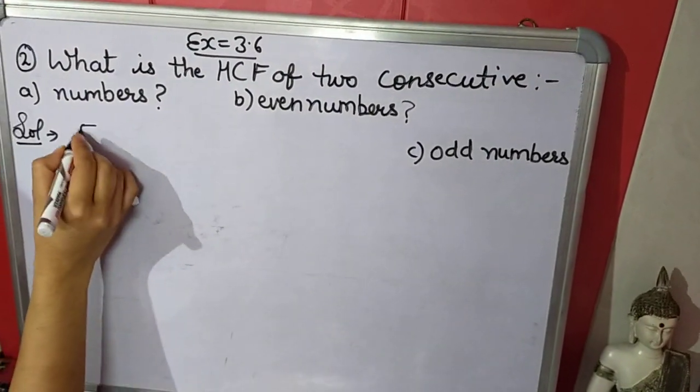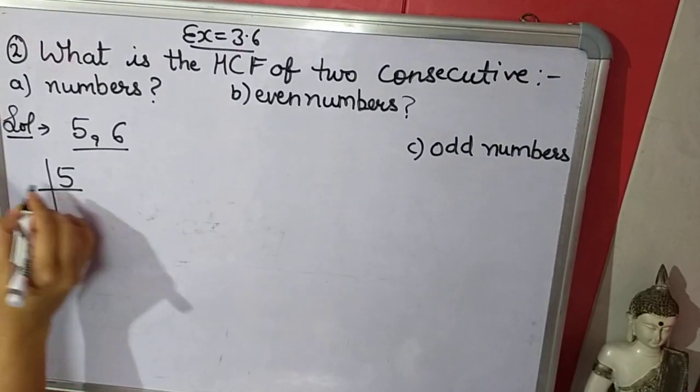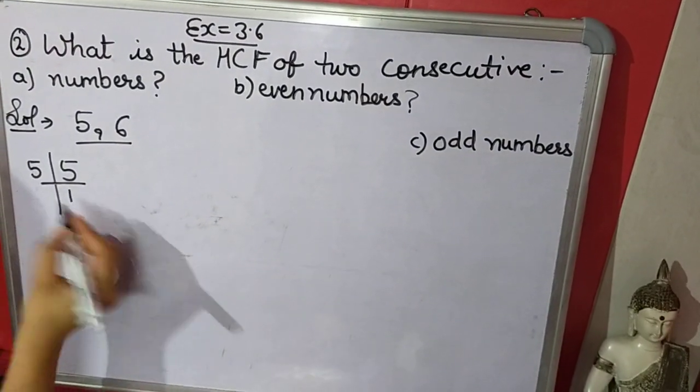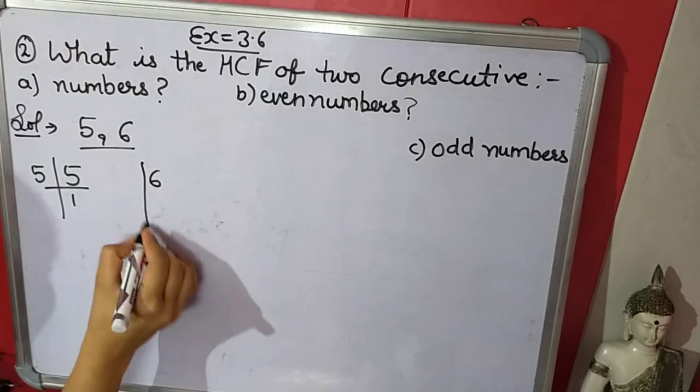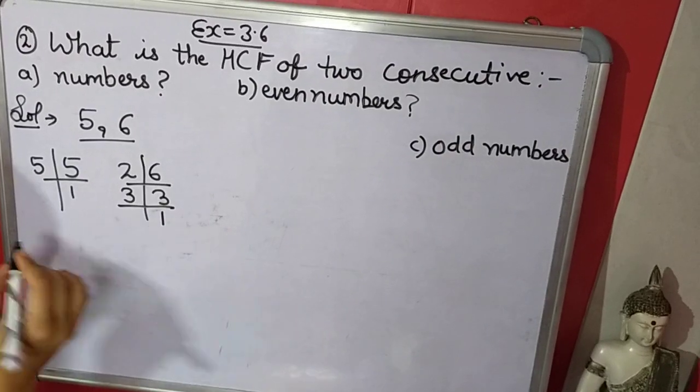I am taking here 5 and 6. I will take the HCF of 5. 5 is a prime number, so 5 into 5 it will go on 5. 6 will go on the table of 2. 2 3s are 6, 3 1s are 3.